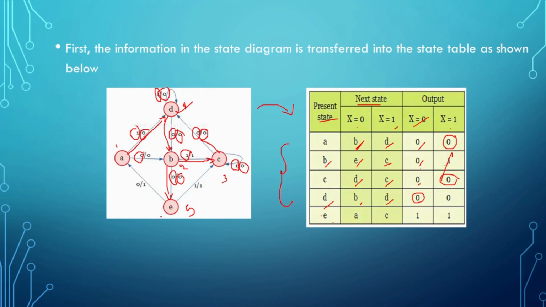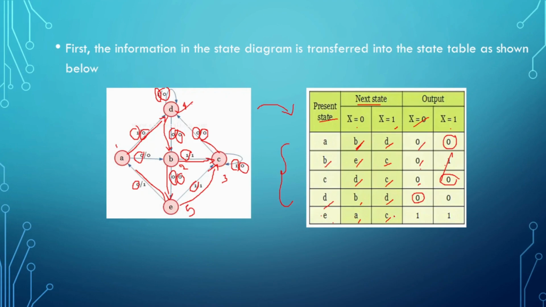Afterwards, the last state, that is E. See here, E is available here. For E, when input is equal to 0, what will be the next state of E? That is A. The arrow mark mentioned the A state. So you need to write here A. When input is equal to 1, what will be the next state of E? See here, the directed line mentioned here. So C.